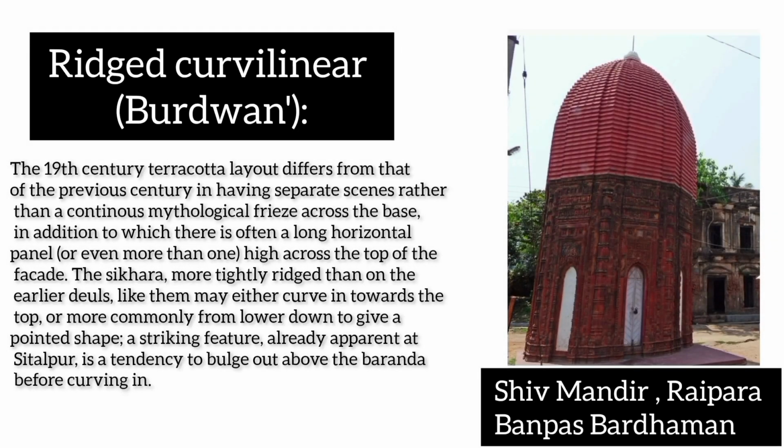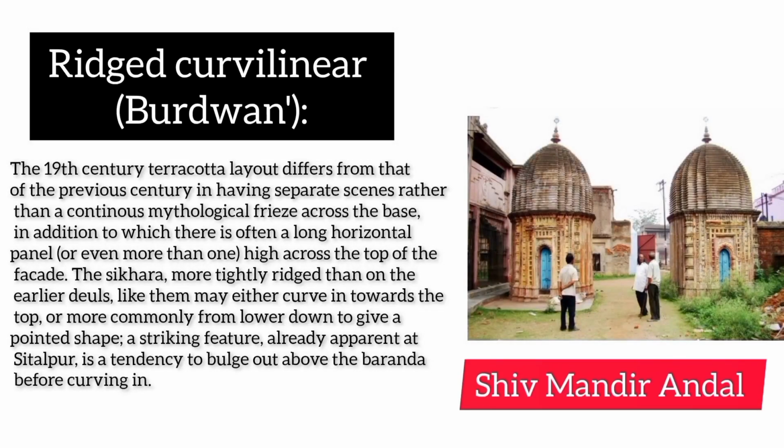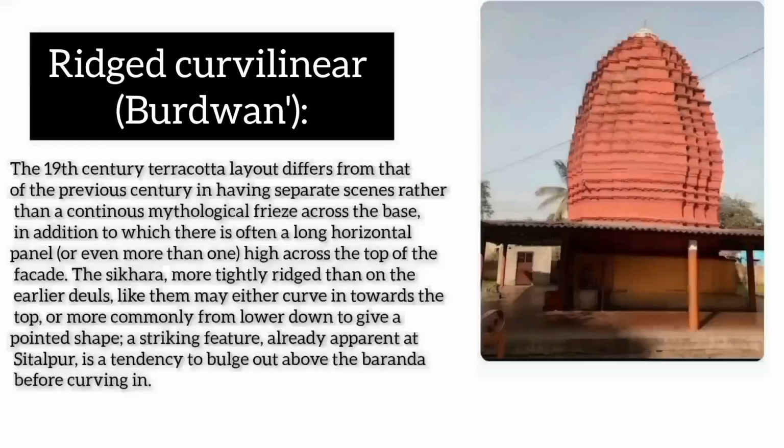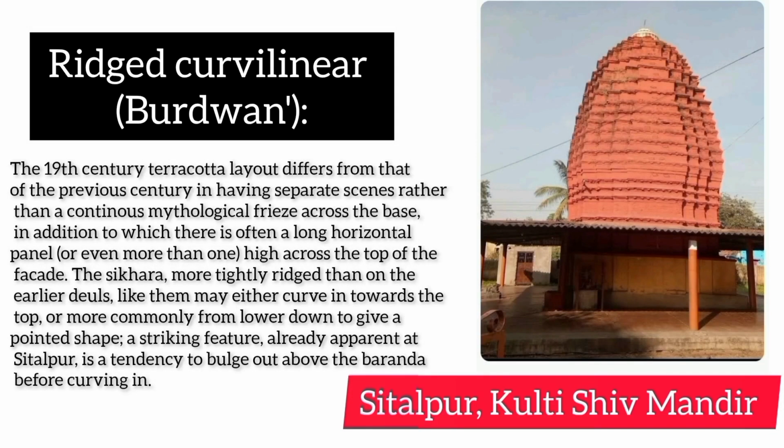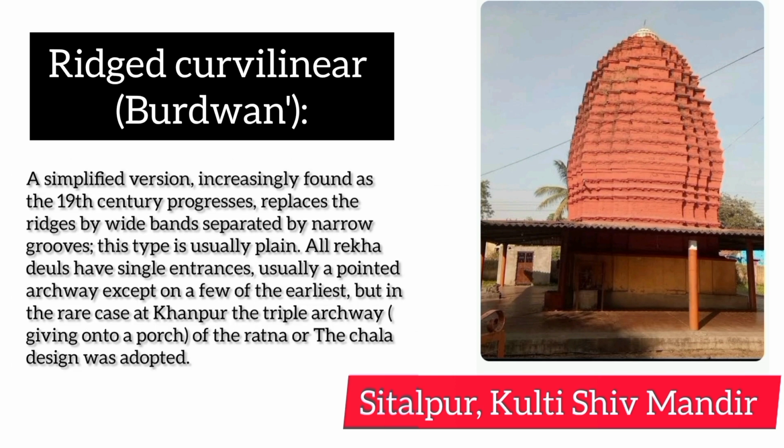The shikhara, more tightly ridged than on the earlier Deuls, like them may either curve in towards the top or, more commonly, from lower down to give a pointed shape. A striking feature already apparent in Shitalpur is a tendency to bulge out above the baranda before curving in. A simplified version, increasingly found as the 19th century progresses, replaces the ridges by wide bands separated by narrow grooves. This type is usually plain.